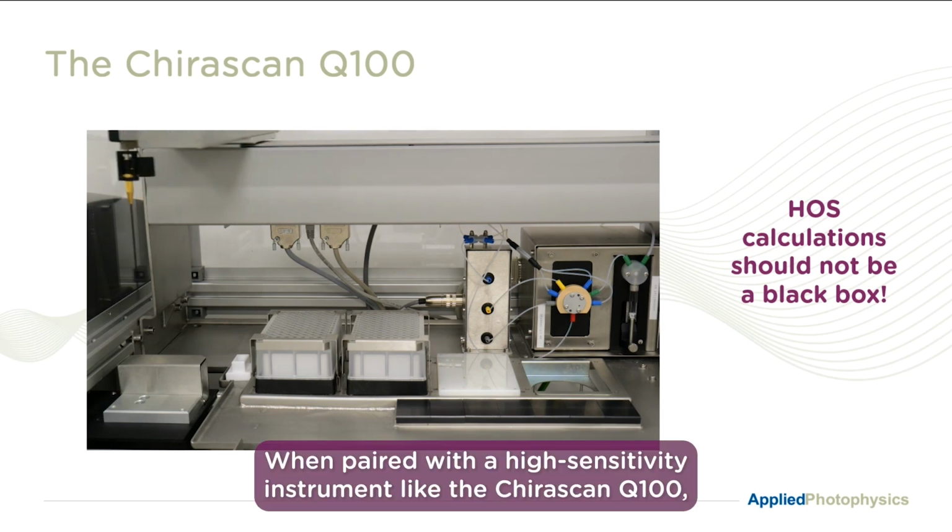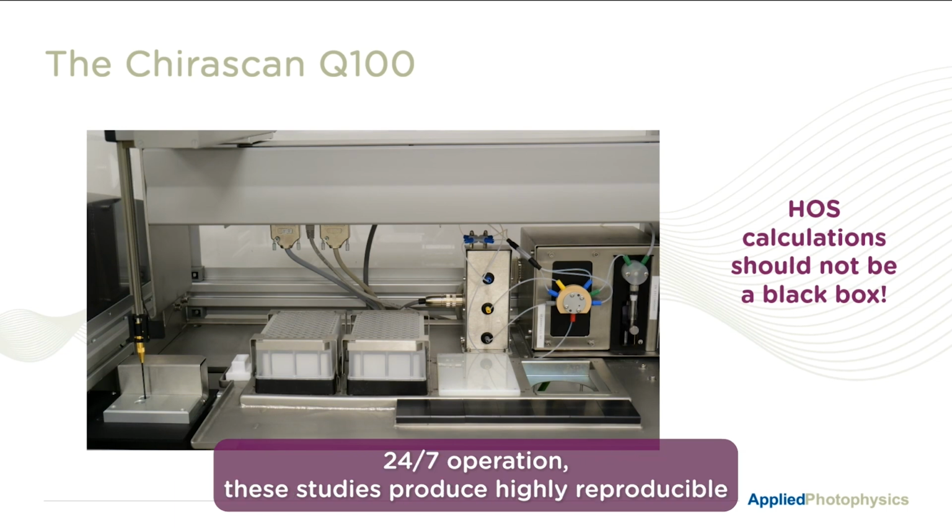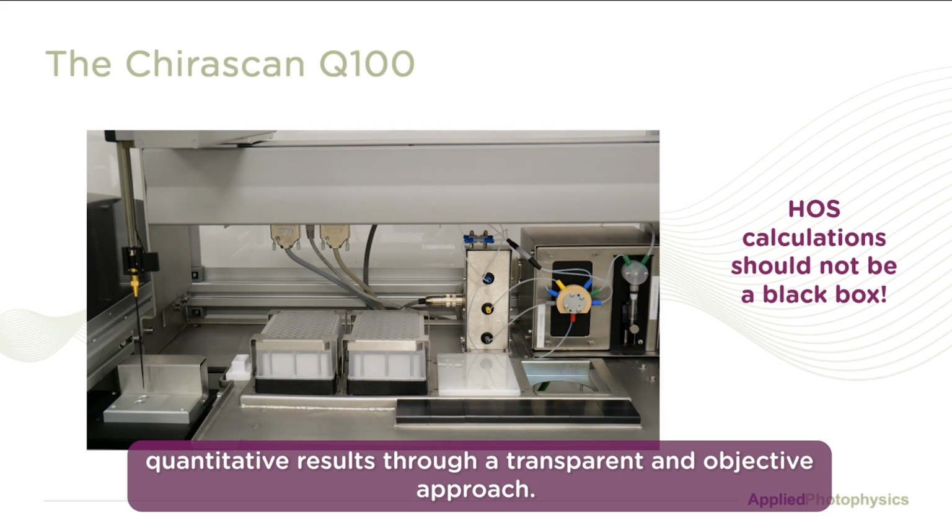When paired with a high-sensitivity instrument like the Chirscan Q100, featuring a temperature-controlled autosampler capable of high-fidelity 24/7 operation, these studies produce highly reproducible, quantitative results through a transparent and objective approach.